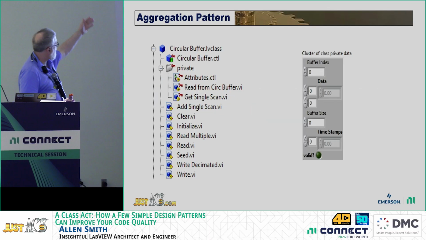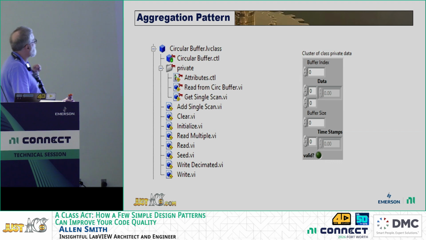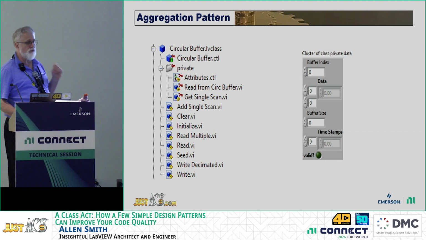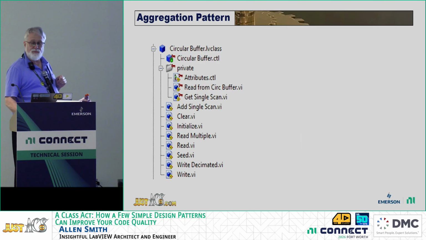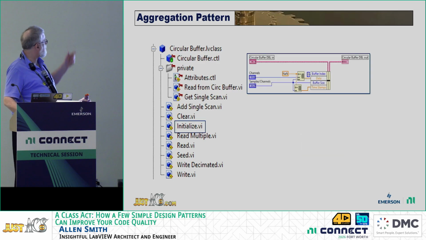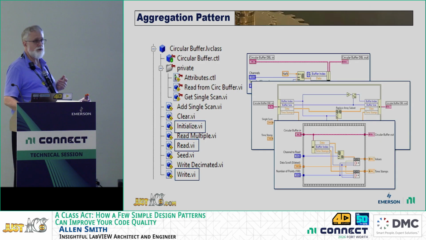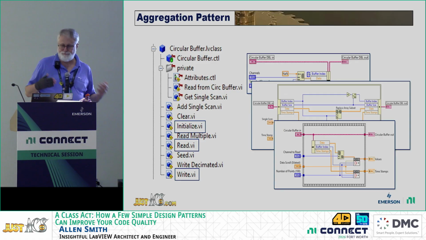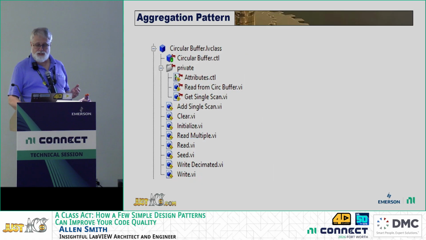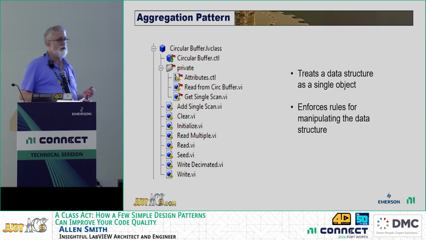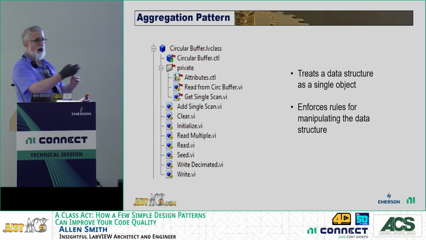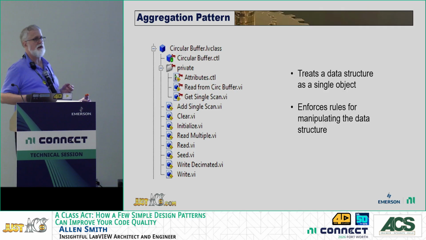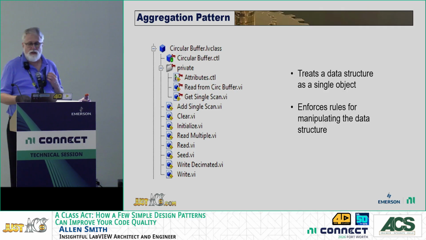Right? There it is. There's my aggregation class, my aggregated class for a circular buffer. There is its private data. You can only access the private data through the methods. I have a few extra ones in here, but there's initialize, that should look familiar. So should the write, so should the read. Okay? That's what an aggregation pattern is. We treat our complex data structure as a single object that we can pass around our system, a single atomic object, because it is a single atomic thing.